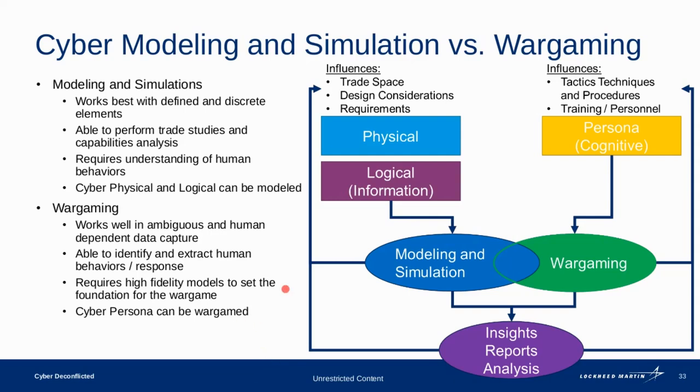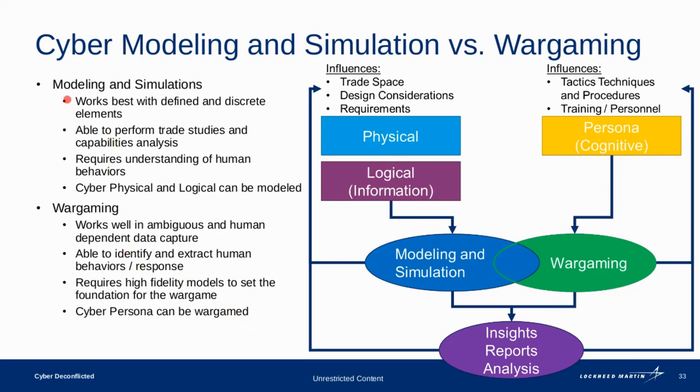So what we identified was that you have modeling and simulations which work well for the physical and logical layers and influence your trade space, design considerations, and requirements. And then you have your wargaming, which works really well in the persona or cognitive layer, which affects tactics, techniques, and procedures, training, and personnel. Now, both of those, there's an overlap here. It's not one or the other, but which volume of which one or the other, how do you blend those together to get your insights and reports and analysis?